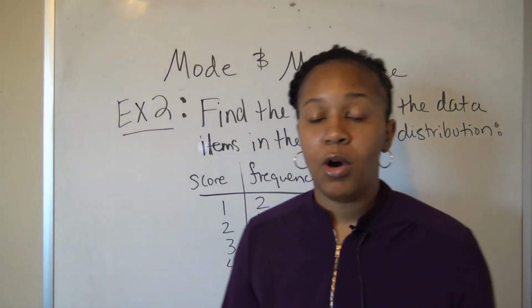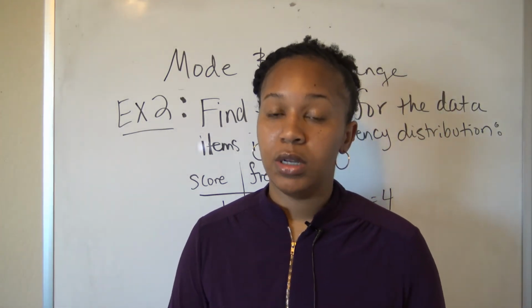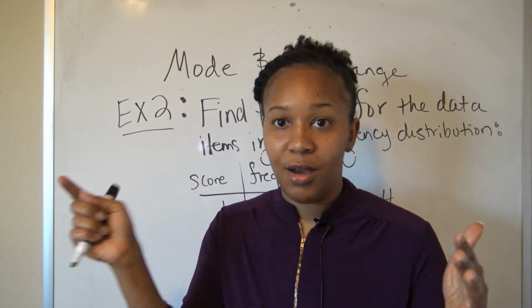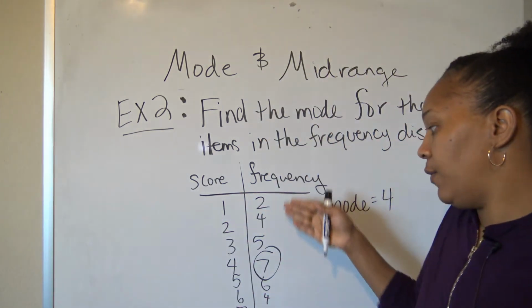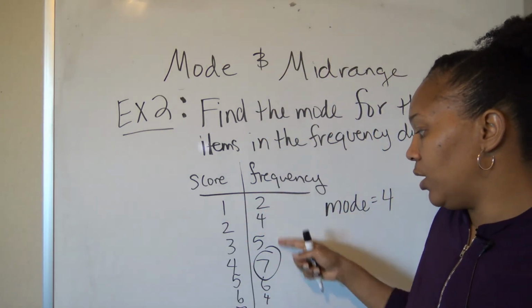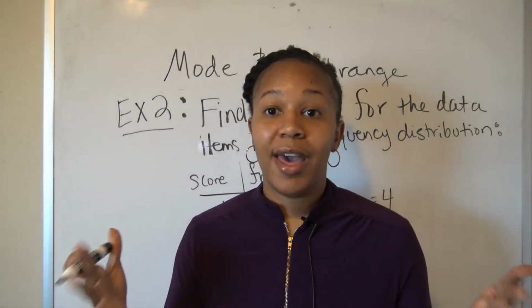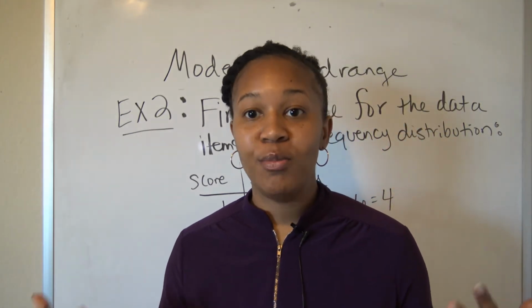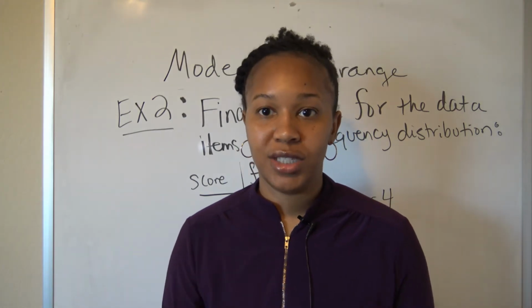So if I'm looking for the mode, I'm just looking for the number that appears the most, either by looking at the data set and counting which one appears the most, or if you're looking at a frequency distribution, you just find the one that has the highest frequency. So that is mode, okay? Mode means most, and it is another measure of central tendency.